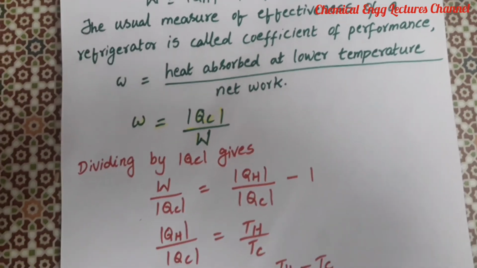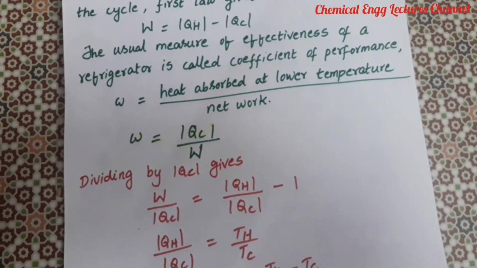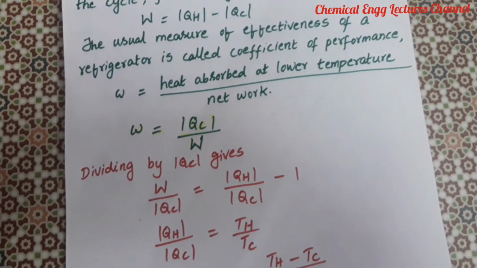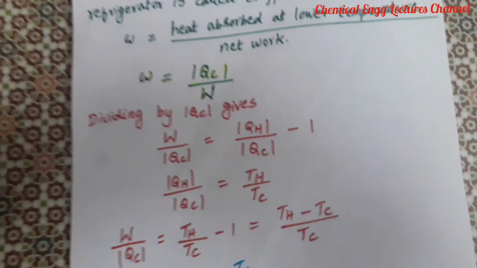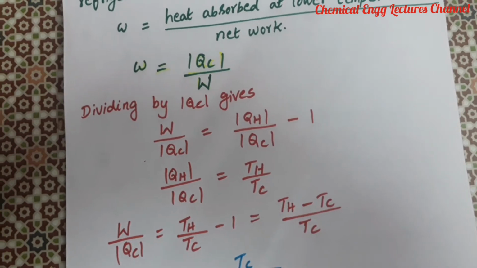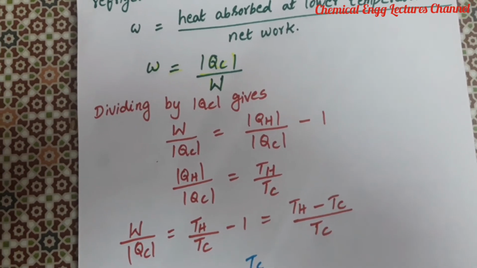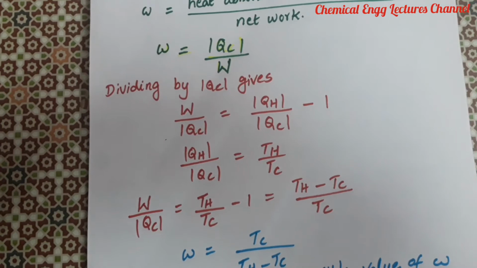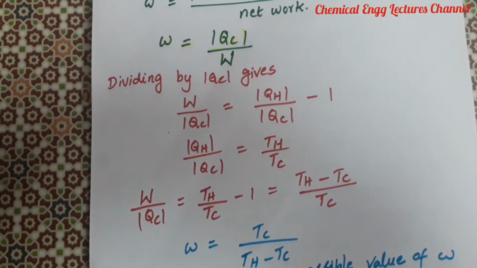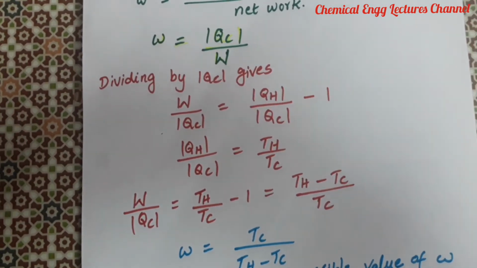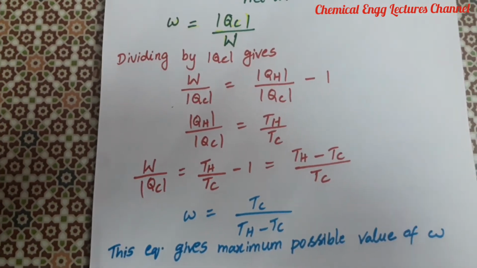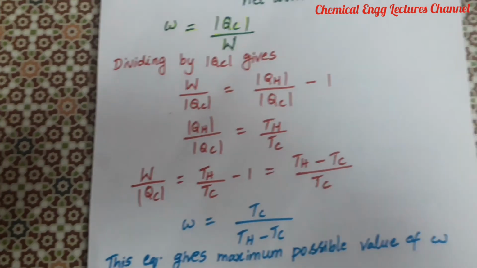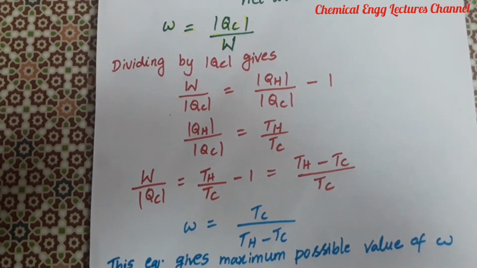By dividing the above equation by QC, we get W by QC equal to QH by QC minus 1. As we already know, QH by QC is equal to TH by TC. So W by QC is equal to TH by TC minus 1, which is equal to (TH minus TC) by TC. So we can write the coefficient of performance omega as TC by (TH minus TC).